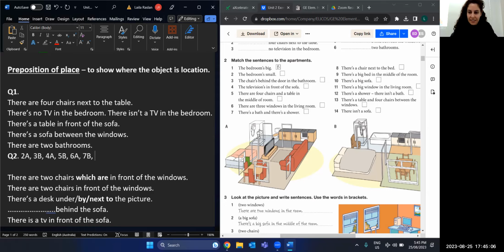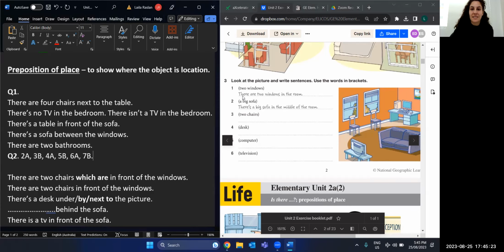Let's go to number 3. So we can see, look at the picture and write sentences using the words in the bracket. So you've got to make full sentences. So we have 2 windows, but how do we make a full sentence and tell someone what we have in the room? So they did the first one. There are 2 windows in the room. Number 2, there's a big sofa in the middle of the room.